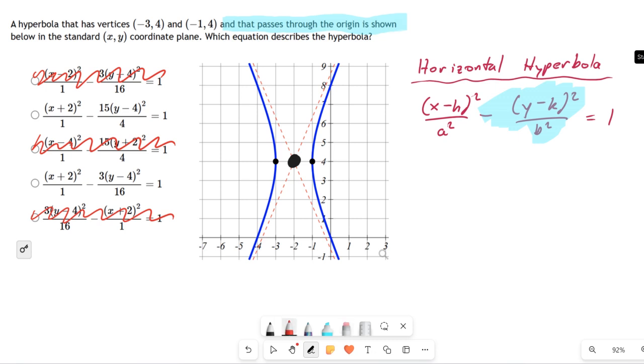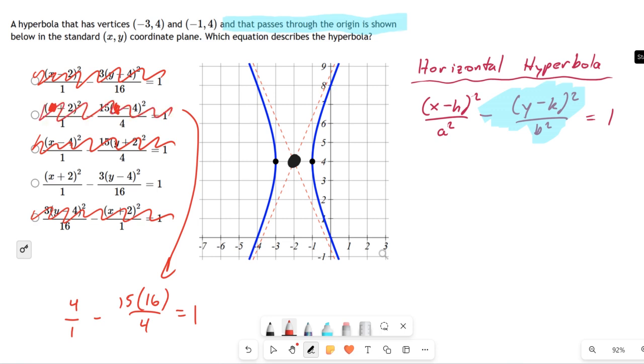Let's try that for the first one. I'm going to say x equals 0 and y equals 0. Is that equation true now? I don't have room to write up there, but let's write it down here. Is 4 divided by 1 minus 15 times 16 divided by 4 equal to 1? Nope, not going to be that one.